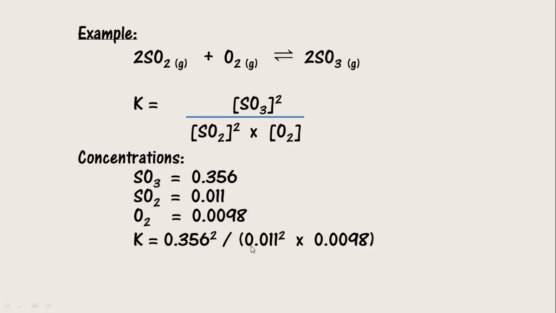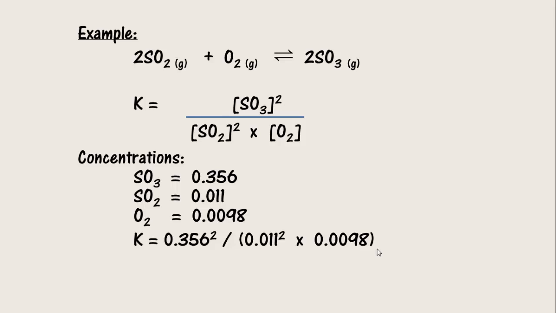0.356 squared divided by 0.011 squared multiplied by 0.0098. Remember, there's two functions on the denominator, so we have to do this part separately. You should grab your calculator now, pause the video, and try this multiplication process yourself and see if you get the same answer as me. Pause.